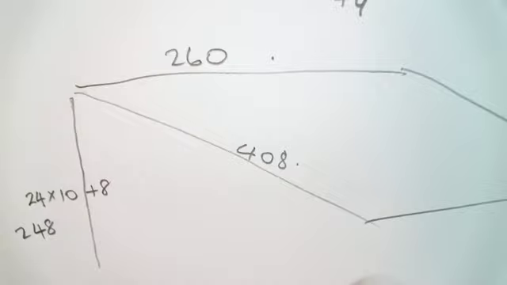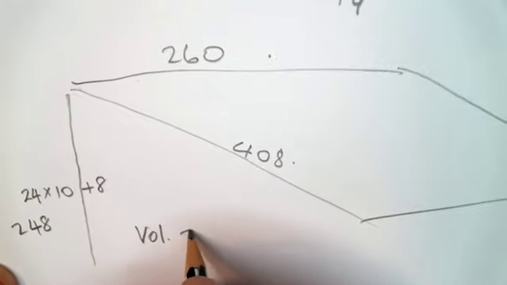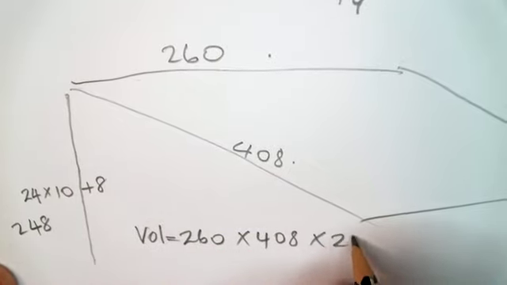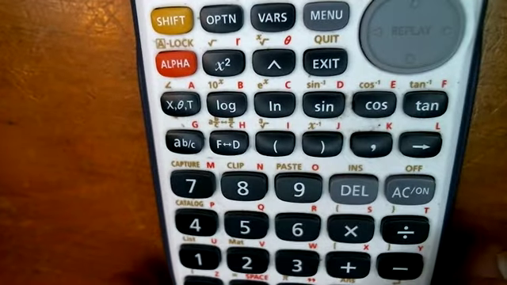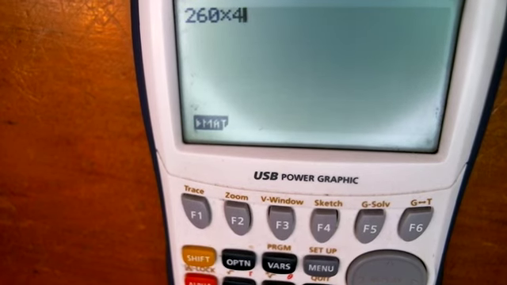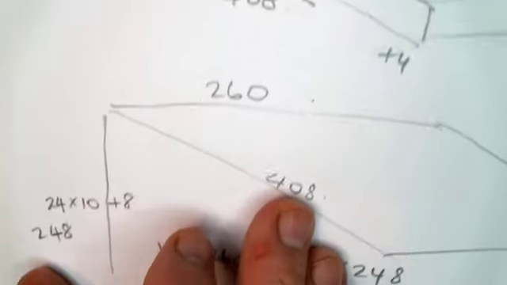So let's have a look. That's going to be the total volume of the external, which is going to be 260 times 408 times 248. So let's see if that works out for us. I'm just going to plug all that information in. The calculator's a little bit out of focus. All right, here we go. 260, we're going to multiply it by 408, and then by 248. Let's just check our numbers there. That looks pretty good.